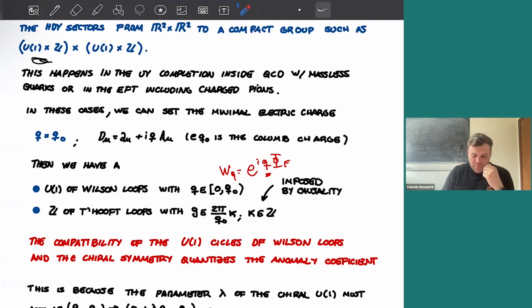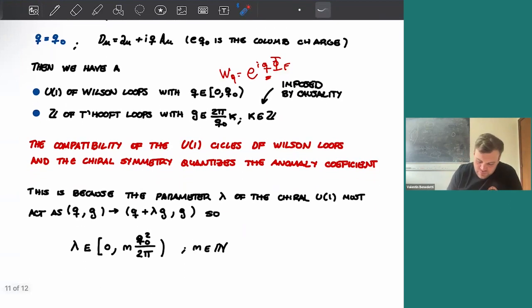Now, the anomaly quantization follows from the fact that this U1 of Wilson loops and the U1 of the chiral symmetry that transforms the 't Hooft loops should be consistent. If we have this parameter lambda, that is essentially the cycle of the chiral U1, we know that it acts over the charges of the Wilson and the 't Hooft loops as in this form here. So the cycle of the chiral U1 must be consistent with the cycle of the Wilson loops, and this action must take these values, going from 0 to n Q0 squared over 2 pi, with n being some natural number.